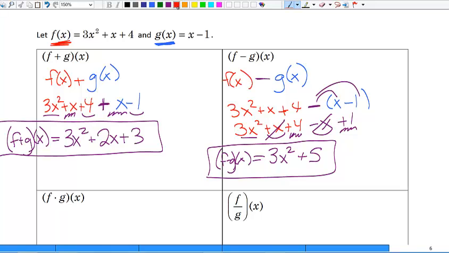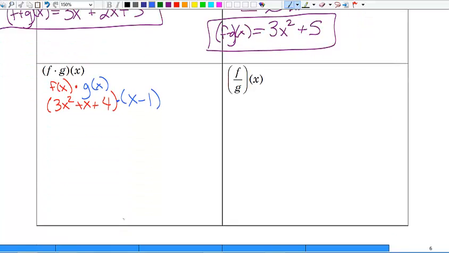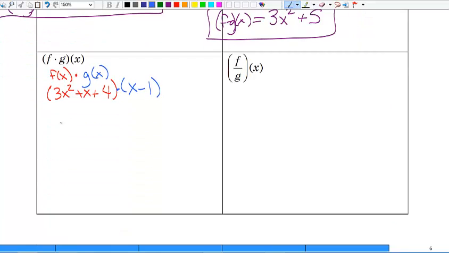Okay, on this next one I have f times g of x, which just means I'm taking f of x times my g of x function. My f of x function is 3x squared plus x plus 4, and my g of x function is x minus 1, and I am multiplying. So because I can multiply polynomials, I know how to do that. I'm just going to go ahead and distribute here.